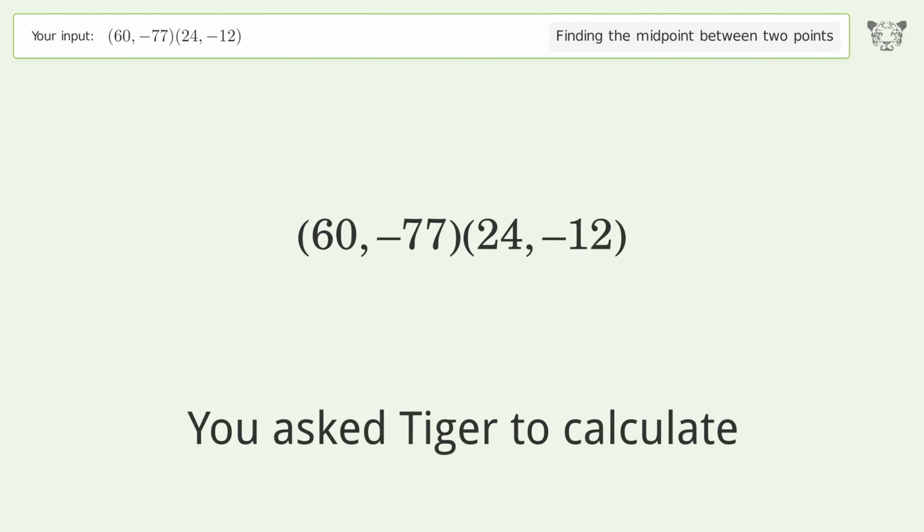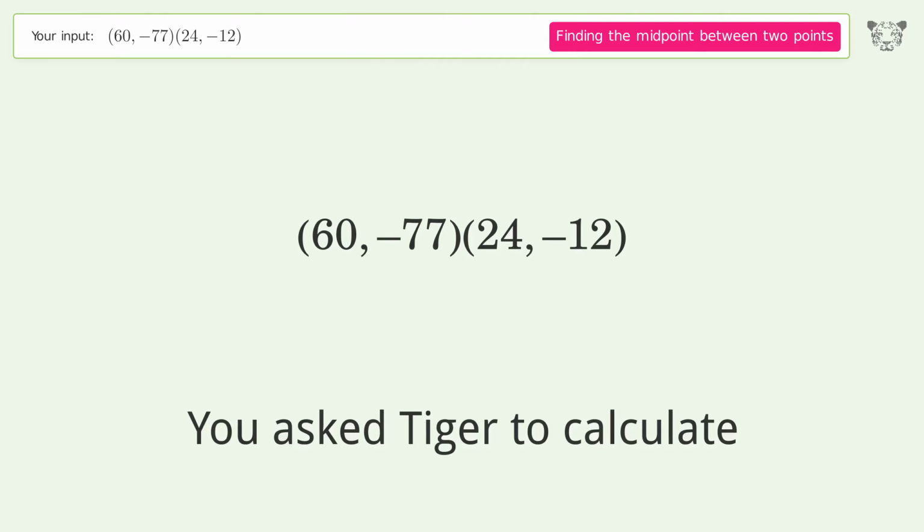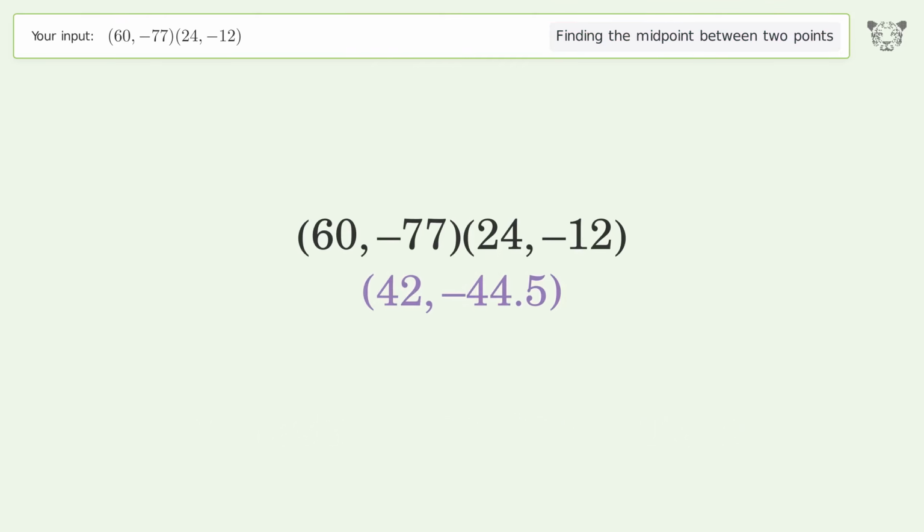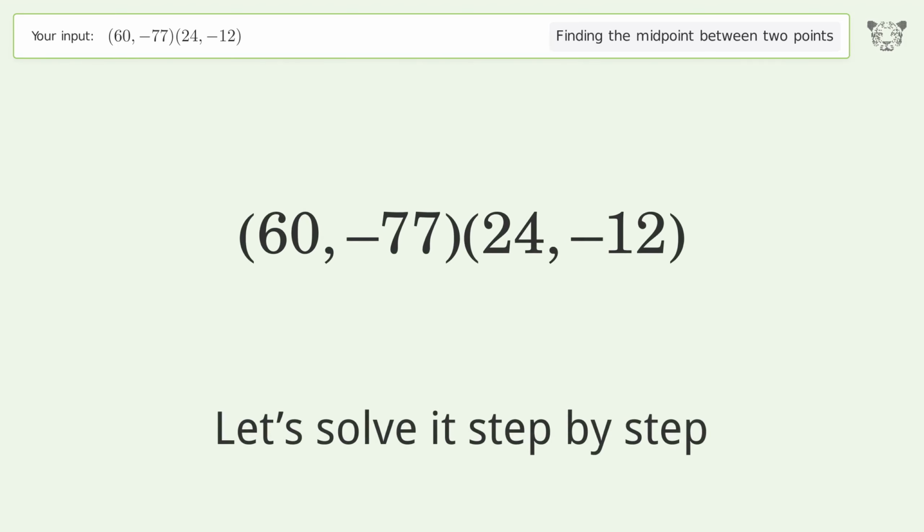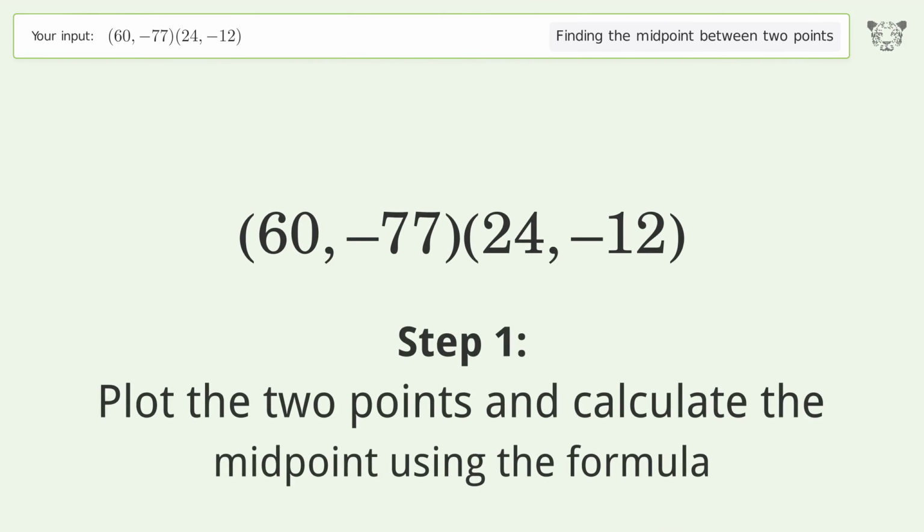You ask Tiger to calculate. This deals with finding the midpoint between 2 points. The midpoint between the 2 points is 42, negative 44.5. Let's solve it step by step. Plot the 2 points and calculate the midpoint using the formula.